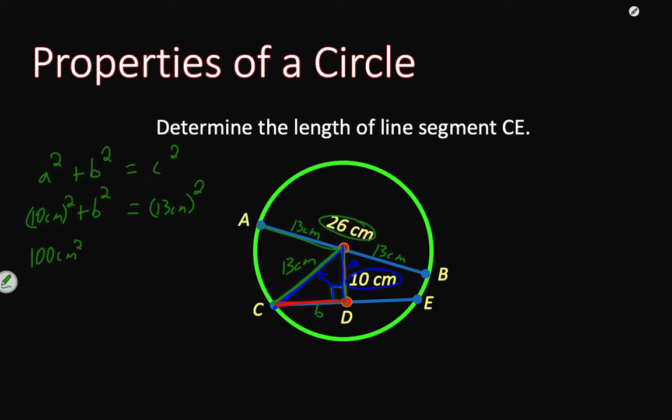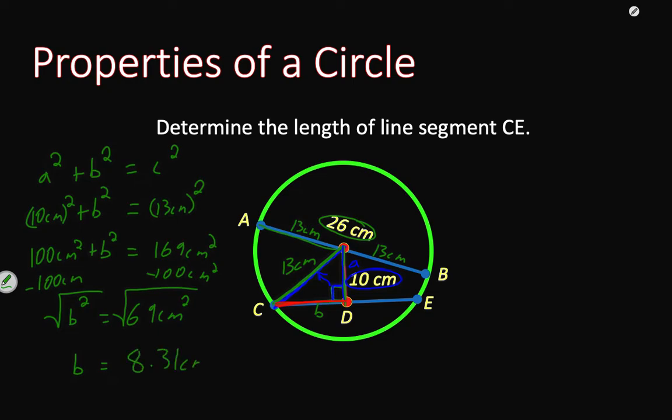So 10 squared is 100. We'll leave the B for now. 13 squared is 169. Do some algebra. I'm going a little faster this time than I did last time because this isn't where I want to focus too much. I want to mostly focus on how we get crafty with these kinds of things so that we can solve questions that don't look like we can actually do them at first glance. So if you go square root of 69, you get 8.31 centimeters.